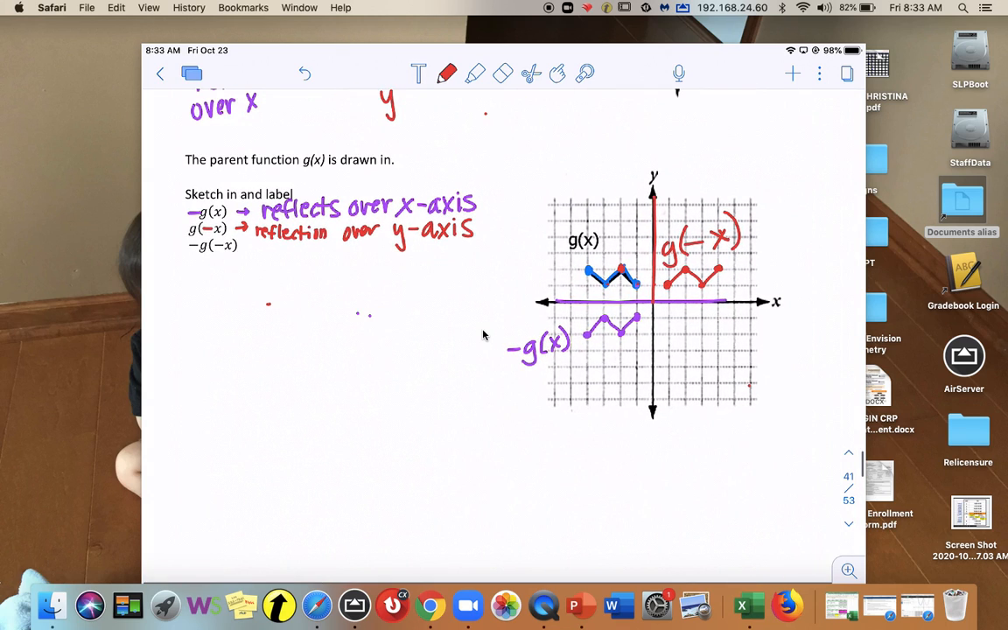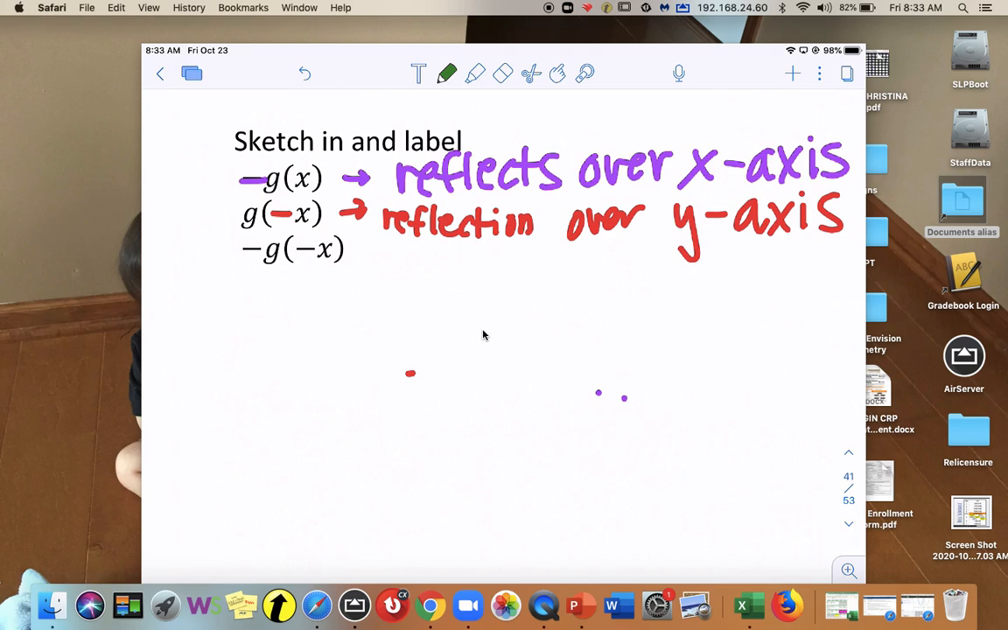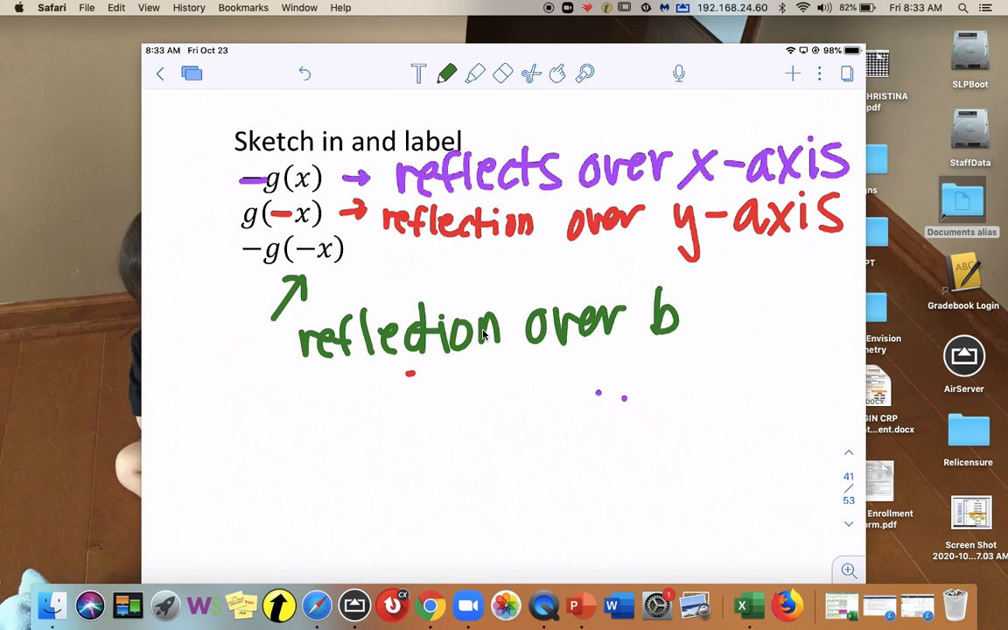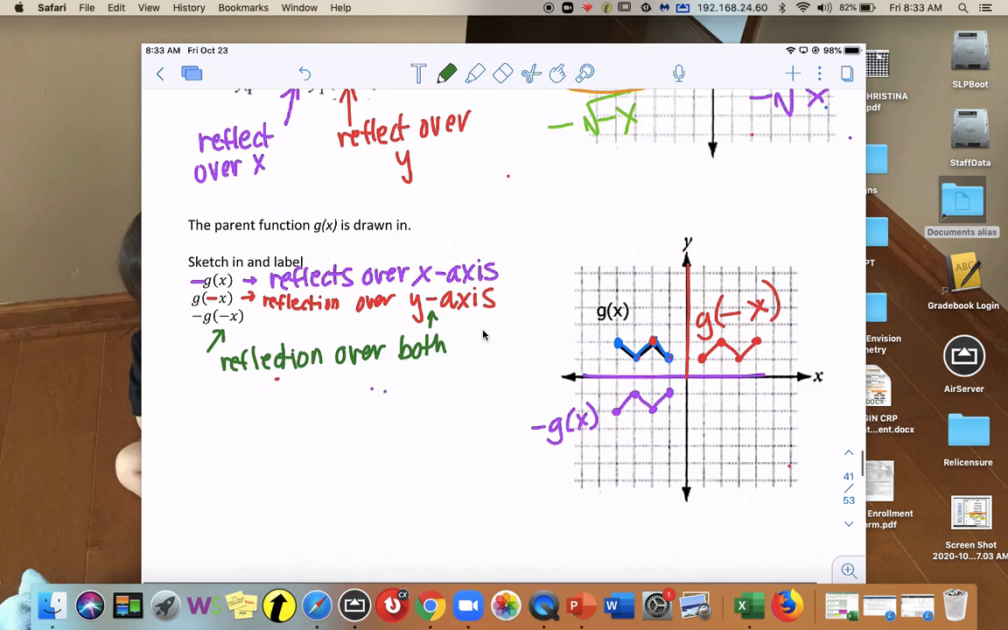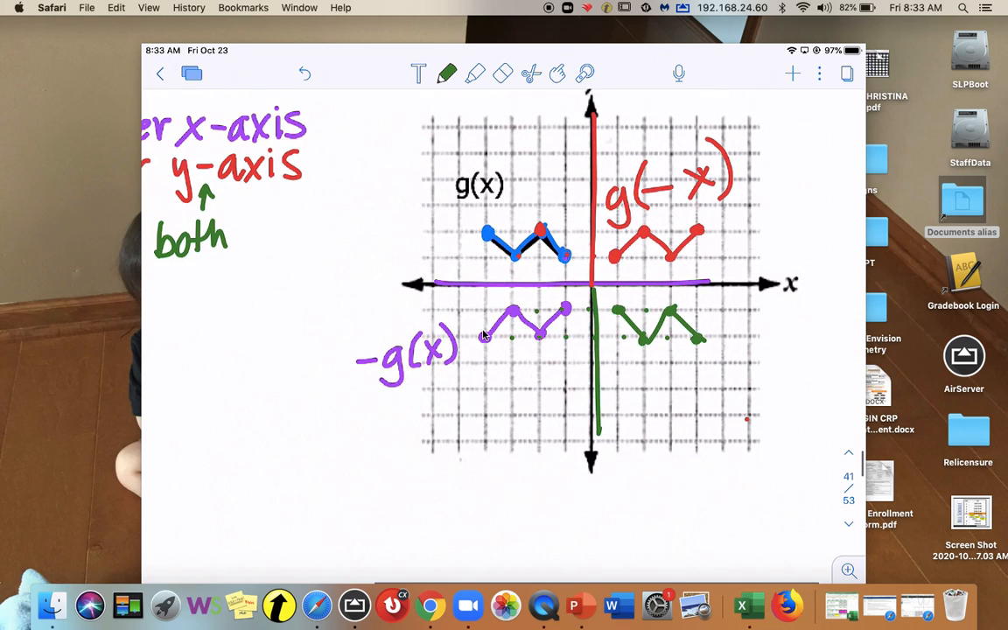And our last one is a reflection over both. And you can actually go over the x over the y or over the y over the x. Doesn't matter the order, you'll get in the same spot. So this is a reflection over both of those axes. So I'm just going to take my purple one, which is over the x, and then reflect it over the y. So I'm reflecting it over this line. 1, 2, 3, 1, 2, 3, 4, 1, 2, 3, 4. And so there is our final graph, negative g of negative x.